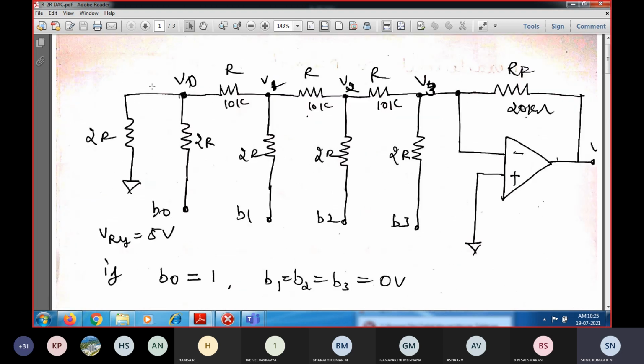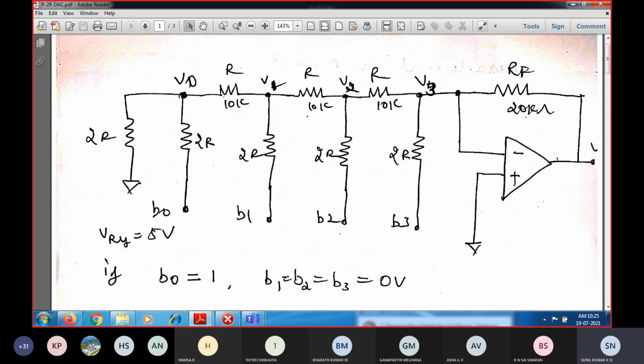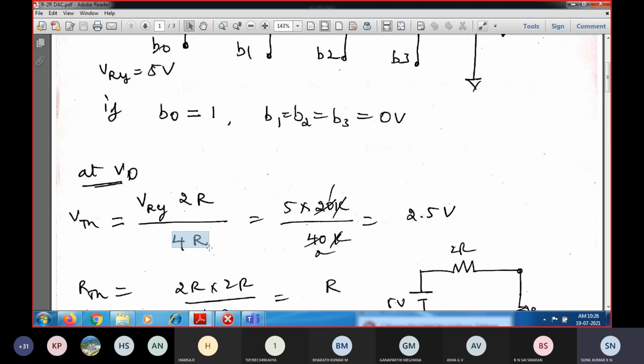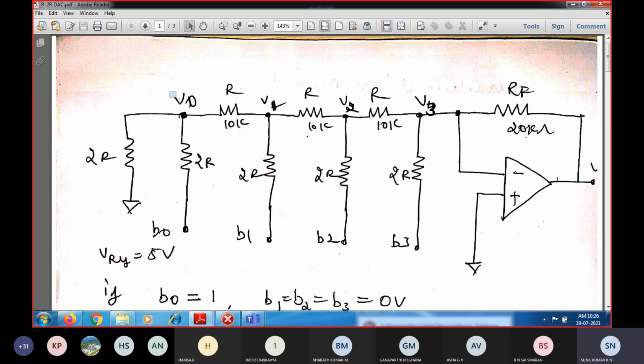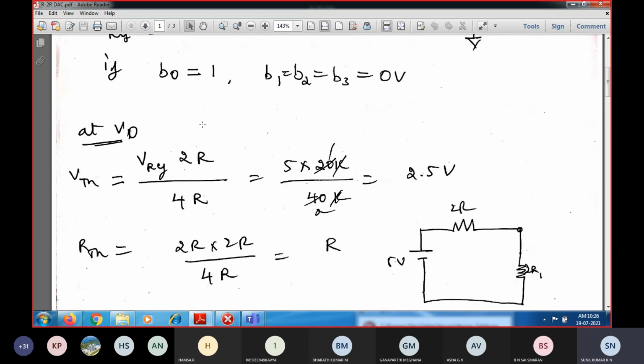So at that Thevenin voltage, what is the V naught we need to find out. At V naught we are going to find out as 5 into 20k divided by 40k. So 4R means R is equal to 10k, so 2R means 20k. So 4R means 20k divided by 40k, so it will be 5 by 2, that is 2.5 volts at this corresponding node voltage. So whenever this position is 1, you will be getting at node voltage V0 position equal to 2.5 volts.